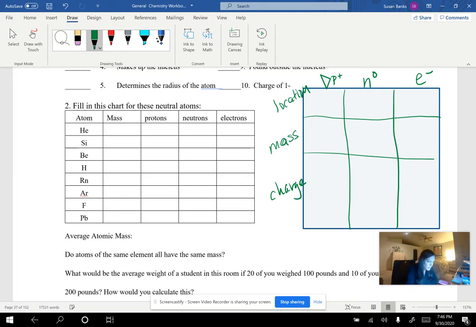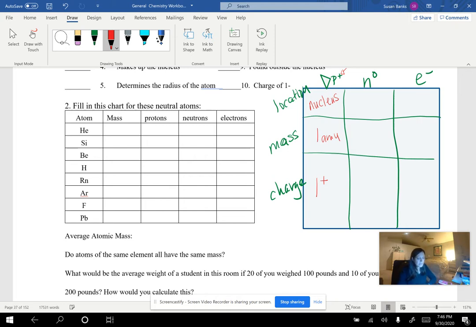So protons, hopefully you've noticed this, protons have that little plus symbol right there. So that should be a hint as to the charge. So protons have a relative charge of +1. Okay? Protons also have a relative mass of 1 atomic mass unit, and they are located in the nucleus. Okay? So they have a mass of 1, they're in the nucleus, and they have a charge of +1.